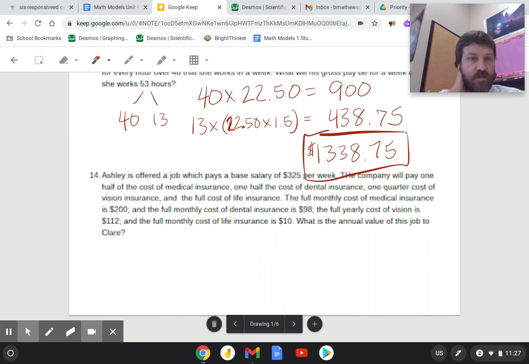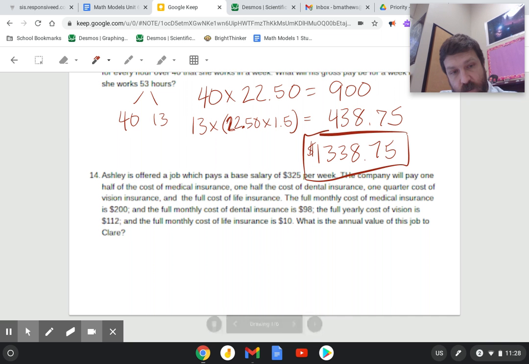We have, it says, Ashley's offered a job which pays a base salary of $325 per week. The company will pay one half the cost of the medical insurance, one half the cost of the dental insurance, and 1/4 of the cost of vision insurance and the full cost of life insurance. And then it gives you the cost of each one. What is the annual value? In other words, what is the job paying for? So we need to add up everything the job is paying for, including the salary.